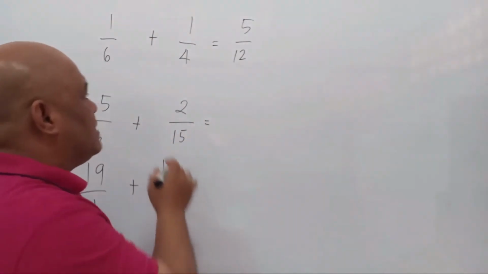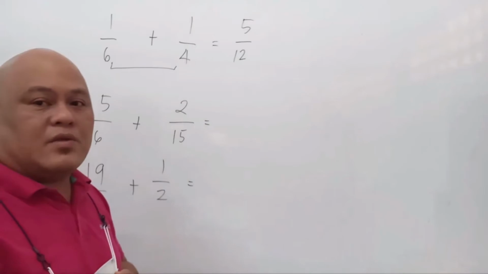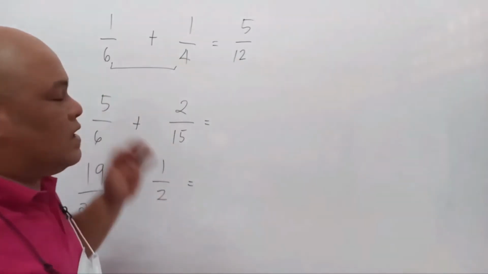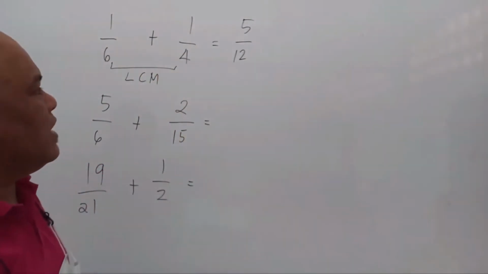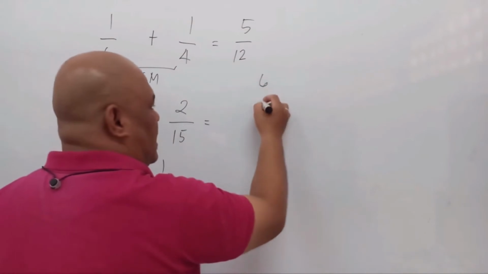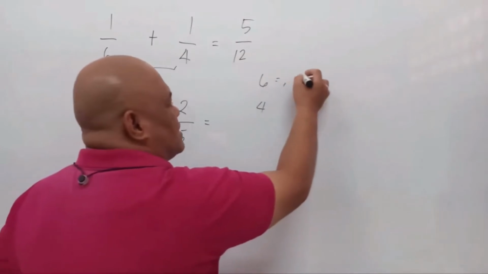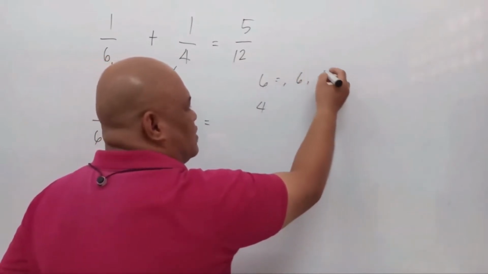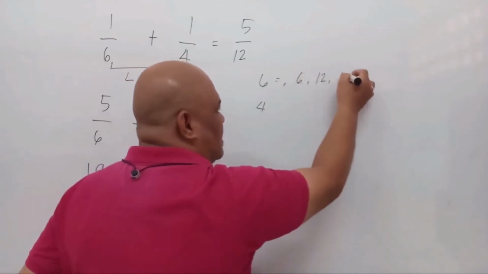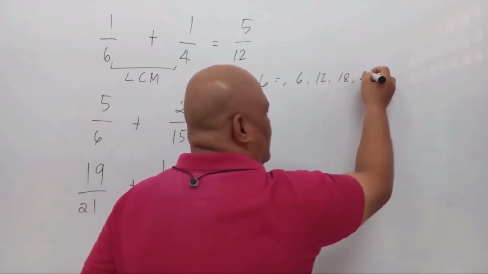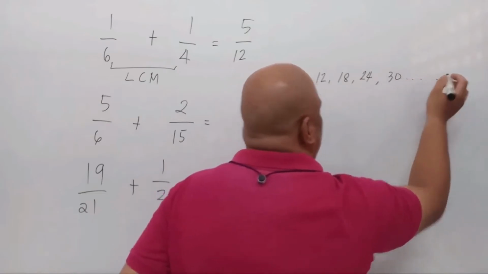So, I said, we have to get the same denominator. We will get the same denominator by using the LCM. Okay? So, 6 and 4. What is the LCM of 6 and 4? 6 times 2 is 12. 6 times 3 is 18. 6 times 4 is 24. 6 times 5 is 30. So on and so forth.